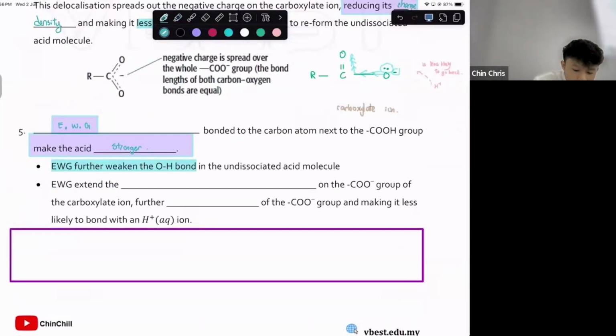So EWG also extends the delocalization of the negative charge on the COO minus. So further increasing the stability of COO minus.